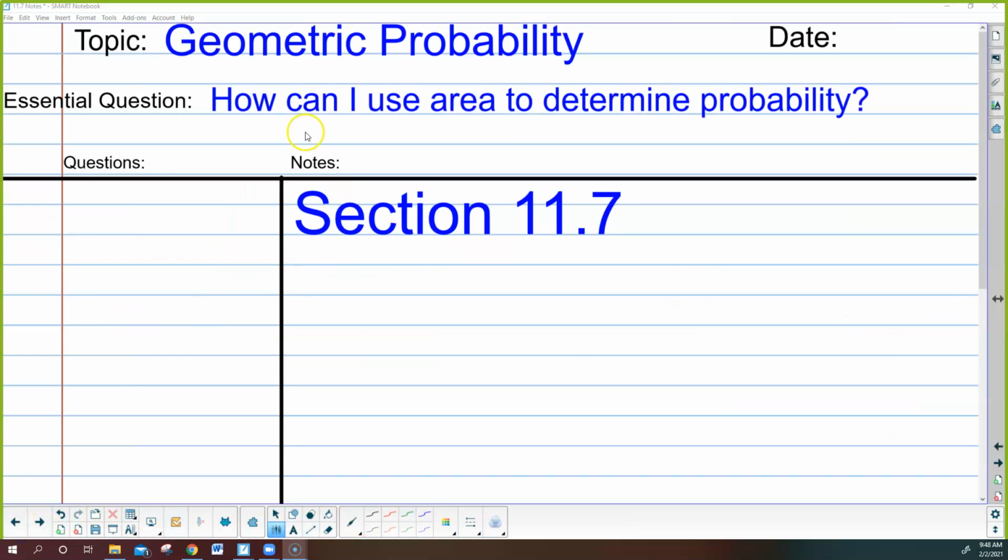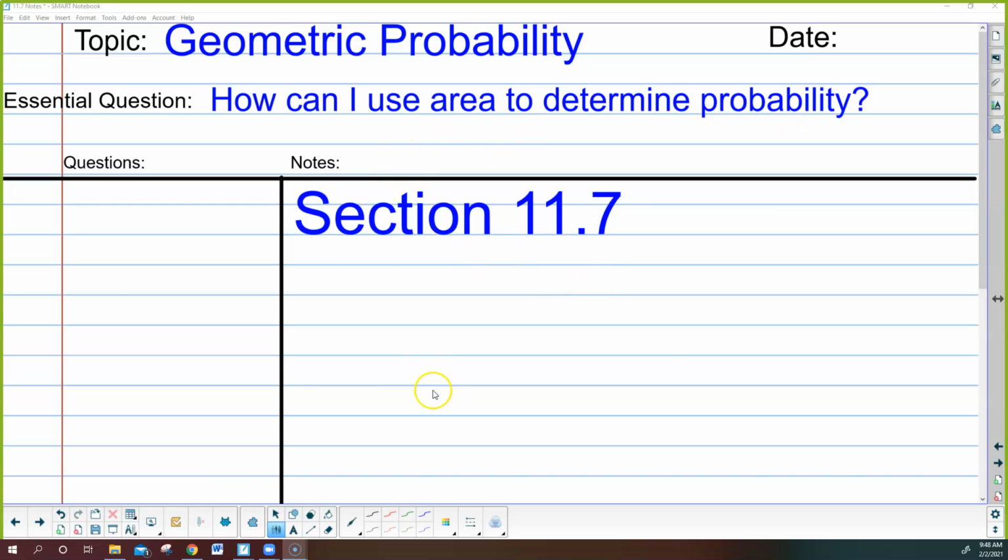So our goal today is to explore geometric probability. Well, what makes it geometric? The only difference between geometric probability and other probability is it involves the use of either length, the length of a segment, or the area of a shape. And then our goal today is to use area to determine probability.